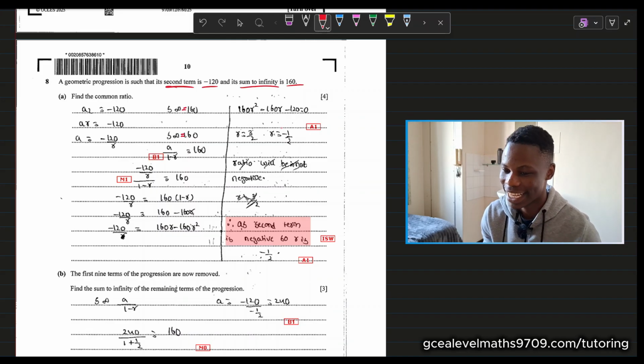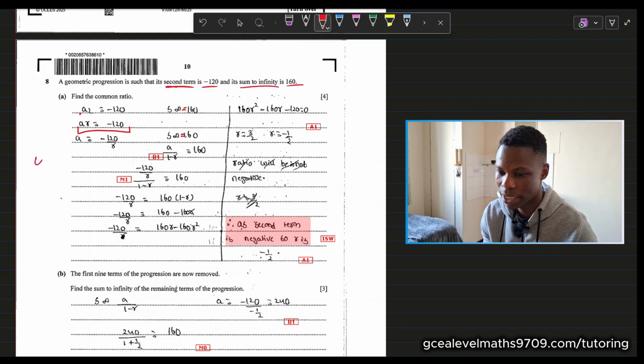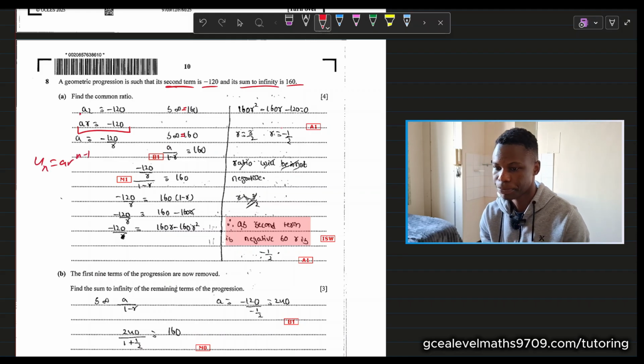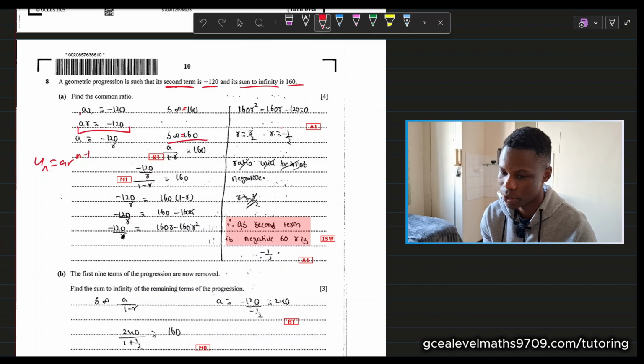So we know that the second term is negative 120. So that means AR is equal to negative 120 using the formula for nth term for a geometric progression, which is UN is equal to AR to the n minus 1. You're also given that the sum to infinity is 160. So you use the formula for sum to infinity. This is again provided in the MF19.